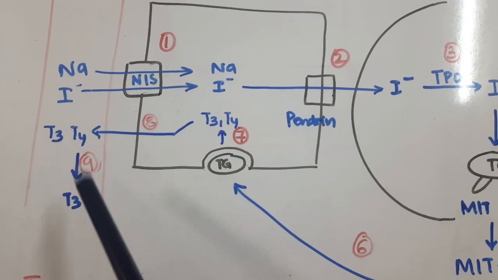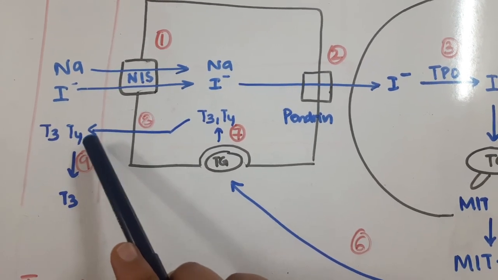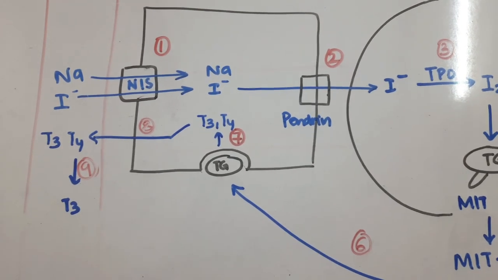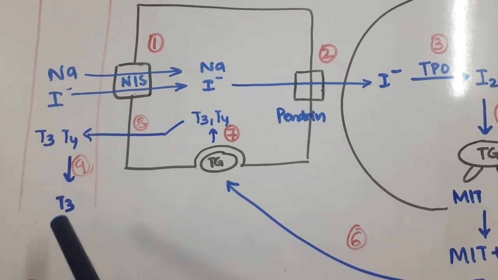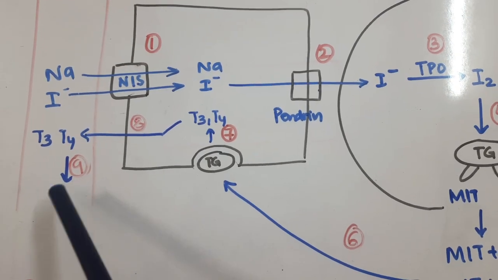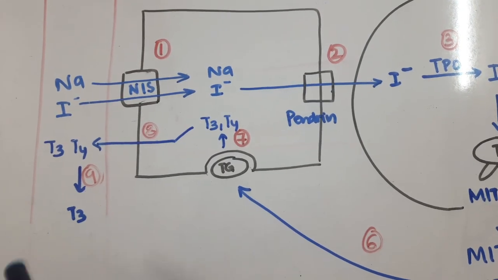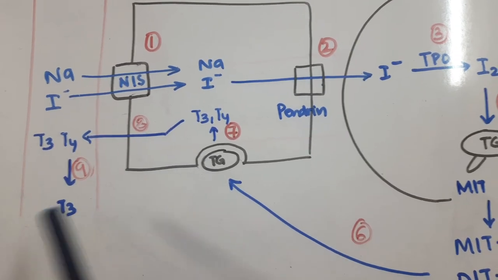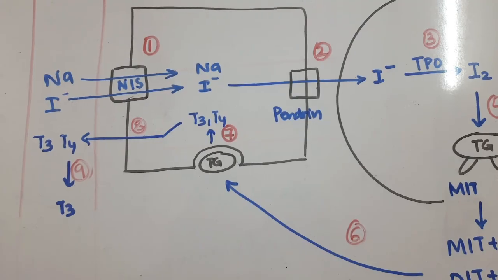And one more step is when in the blood T4 gets converted to T3 by a process called deiodination. So T4 gets converted into T3 because T3 is the more active hormone. So the conversion of T4 to T3 is called deiodination.